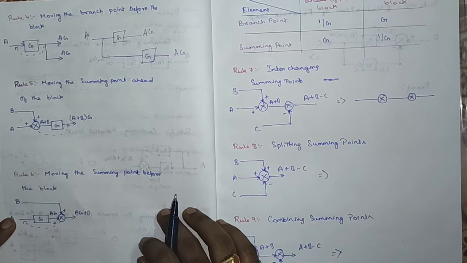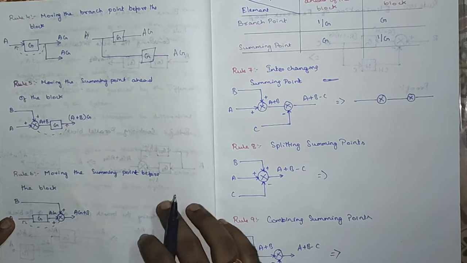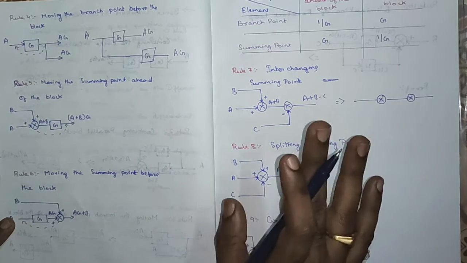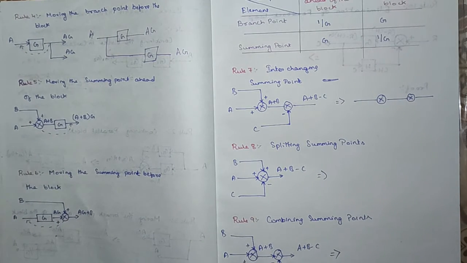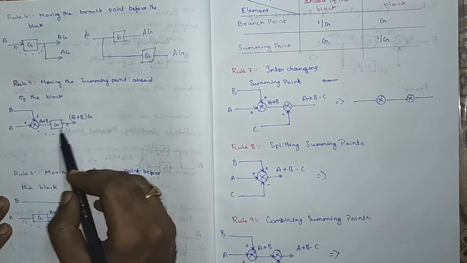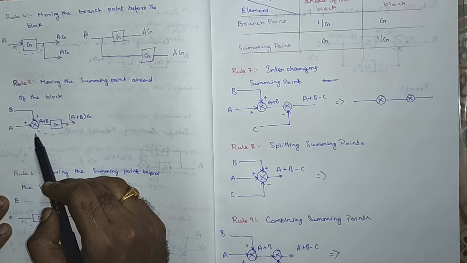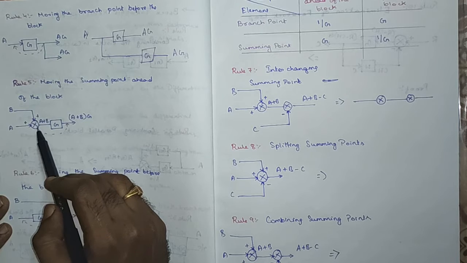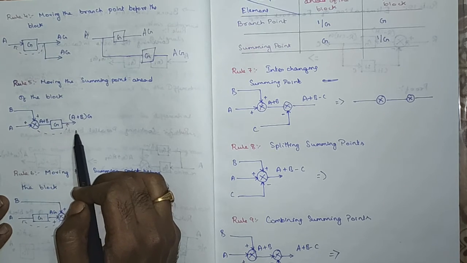Now we'll move on to rule number 5. It's moving the summing point ahead of the block. Here we have seen moving the branch point ahead and before the block. Now we are switching to the summing point. Here we are going to move the summing point ahead of the block. So two inputs are given to the summing point, and after the summing of both the inputs, it is given to the transfer function g, and we get the final output.